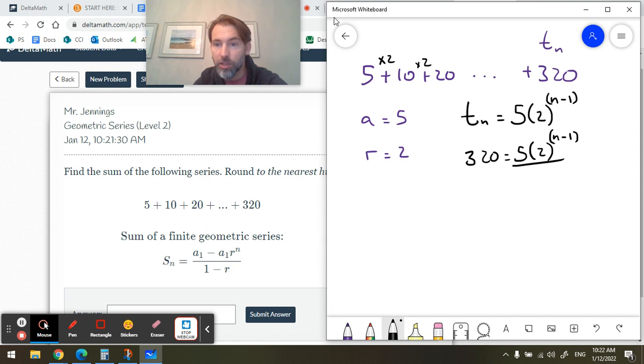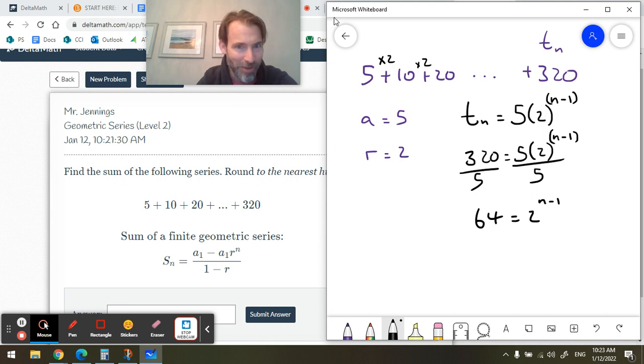Now do your BEDMAS as much as you can. Divide both sides by 5. So 320 divided by 5 is 64. 64 equals 2 to the n minus 1. 64 is a power of 2. Which one is it? 2, 4, 8, 16, 32, 64. It's 2 to the 6. So I can write this as 2 to the 6.